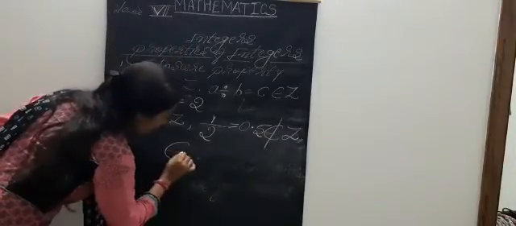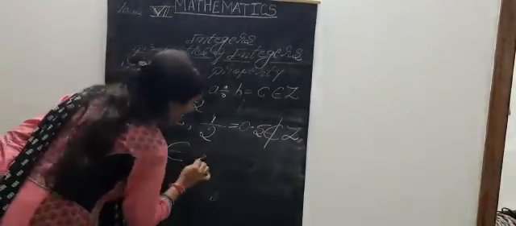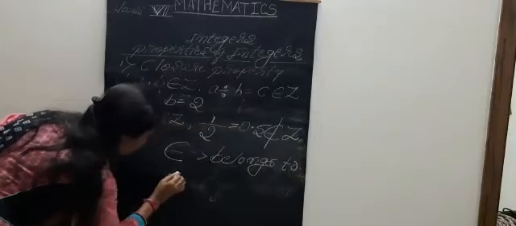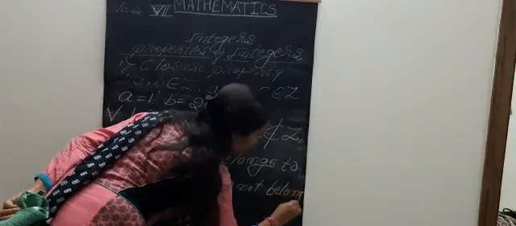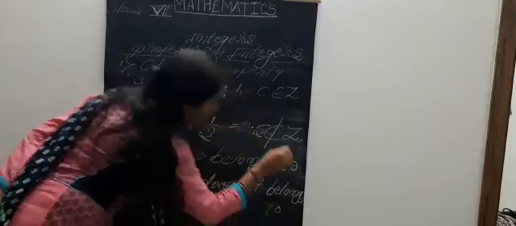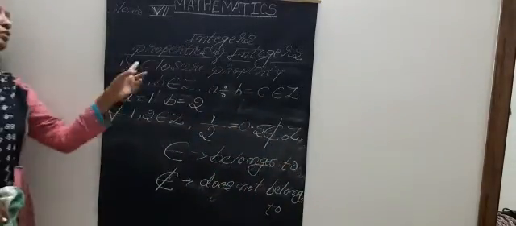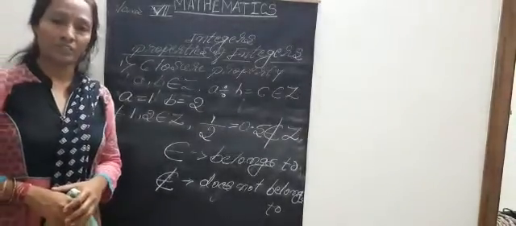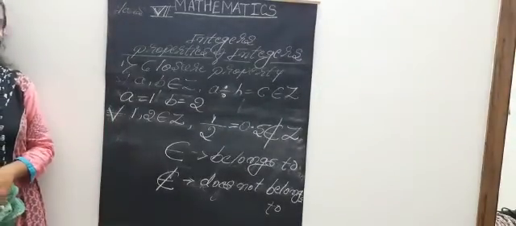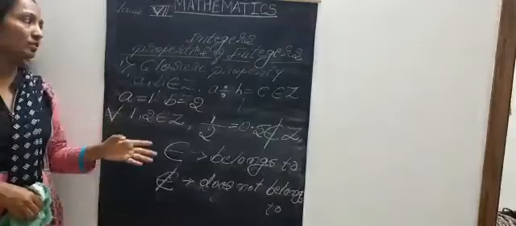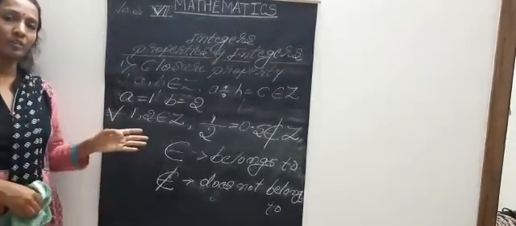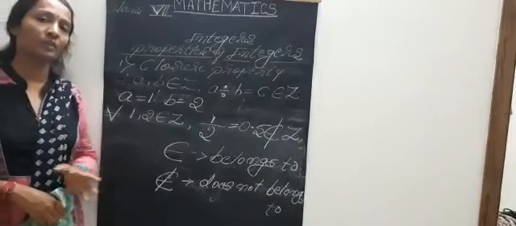This symbol stands for belongs to. And this one stands for does not belong to. So finally, the closure property is satisfied for addition, subtraction, multiplication, and the closure property is not satisfied for division. Okay, so I hope everything is clear. I hope you understand the closure property for all the 4 fundamental operations.